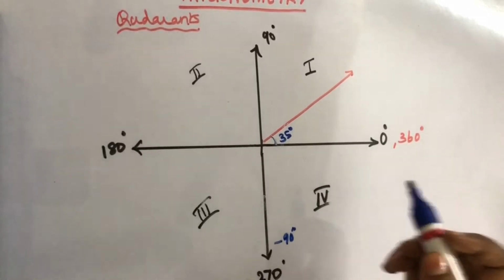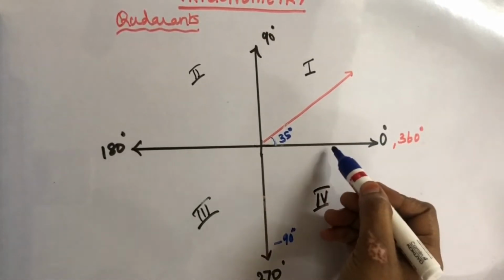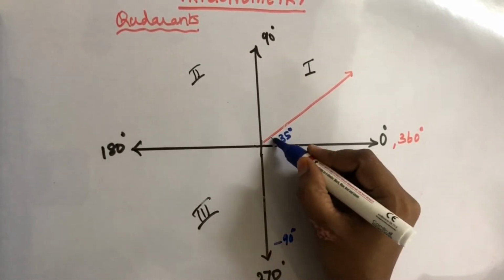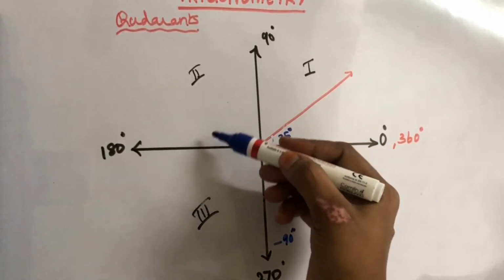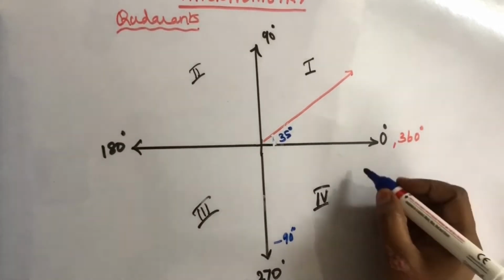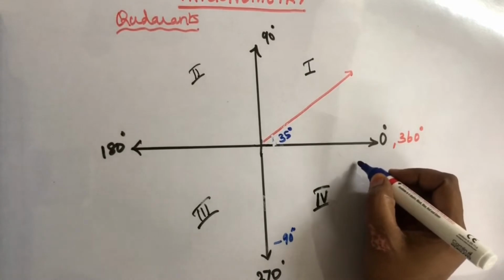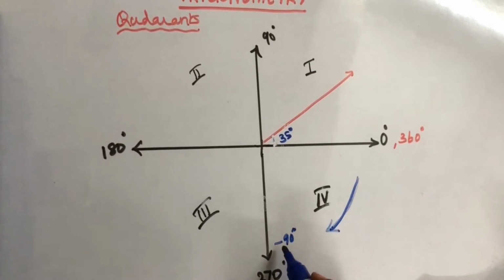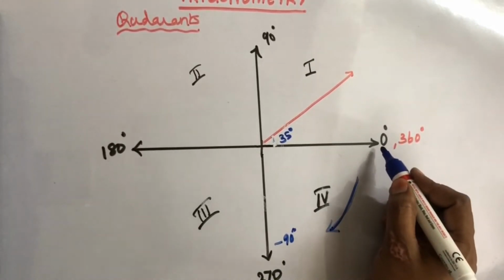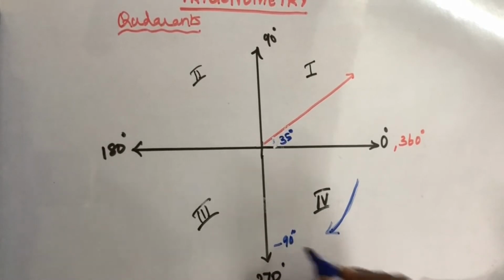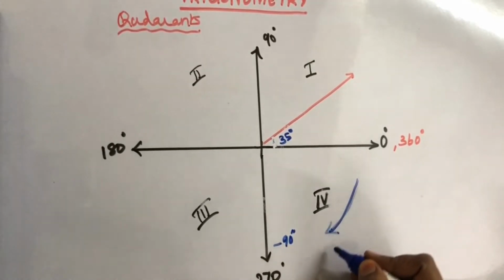So we have to measure the angles in the anti-clockwise direction, not in the clockwise direction. In the anti-clockwise direction, it is 35 degrees. Likewise, in the anti-clockwise direction only we draw or measure angles. If I come in the clockwise direction, then my angle will become negative. I start from 0, and if I come to this position, then it is minus 90 degrees. So 270 is also known as minus 90 degrees because I measured the angle in the clockwise direction.